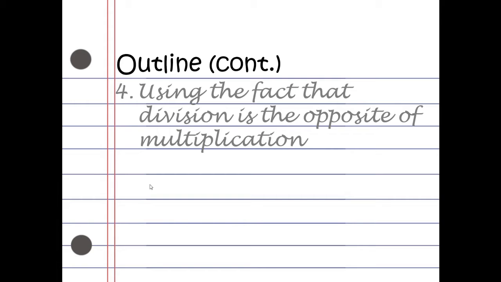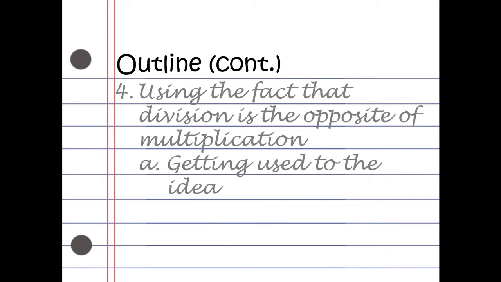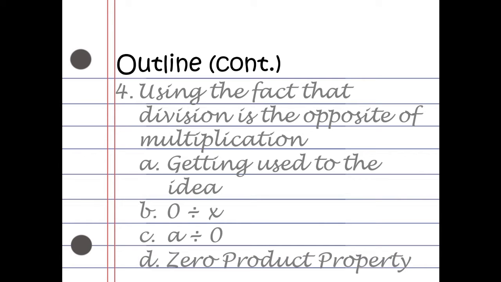Then we'll be using the fact that division is the opposite of multiplication to explain several facts involving zero. First, we'll get used to this idea that division is the opposite of multiplication. Then we'll talk about 0 divided by x, a divided by 0, and then the zero product property.